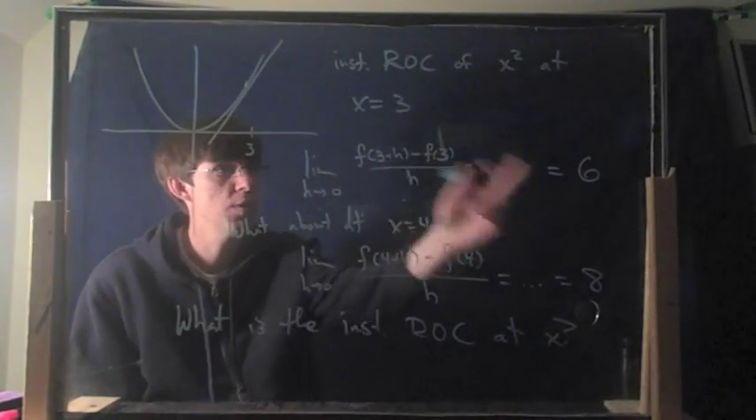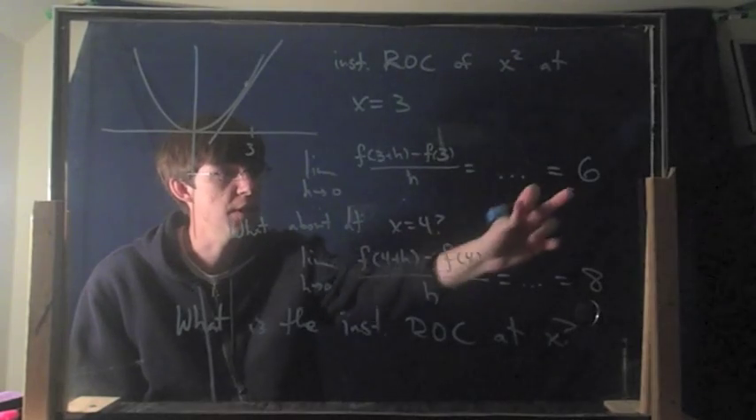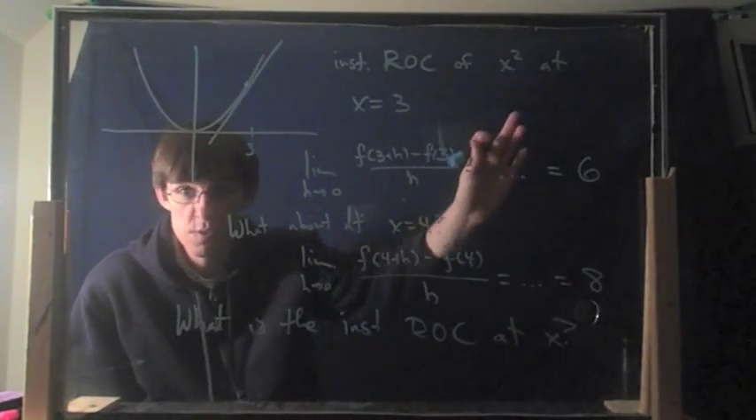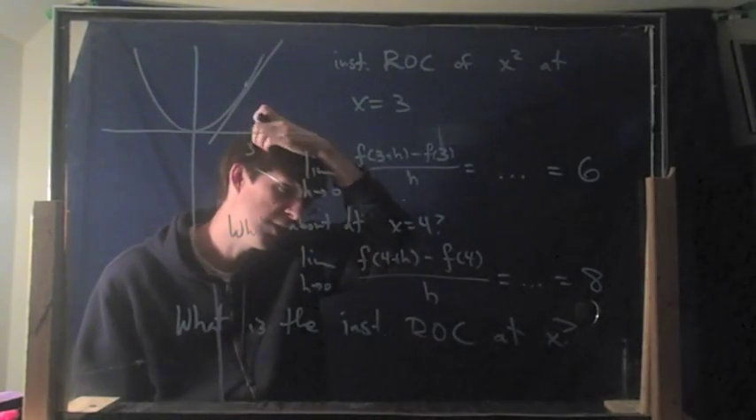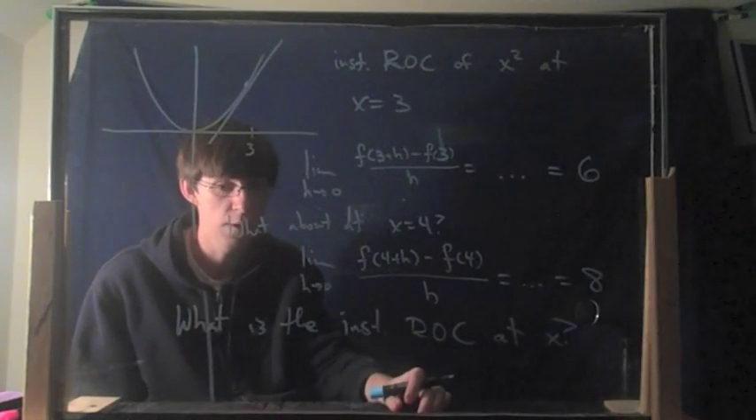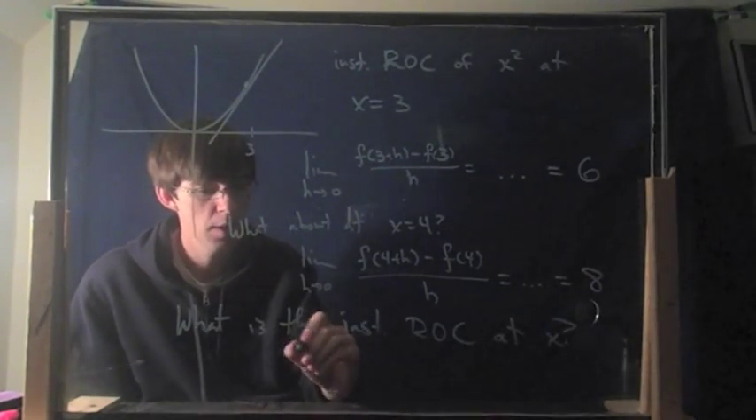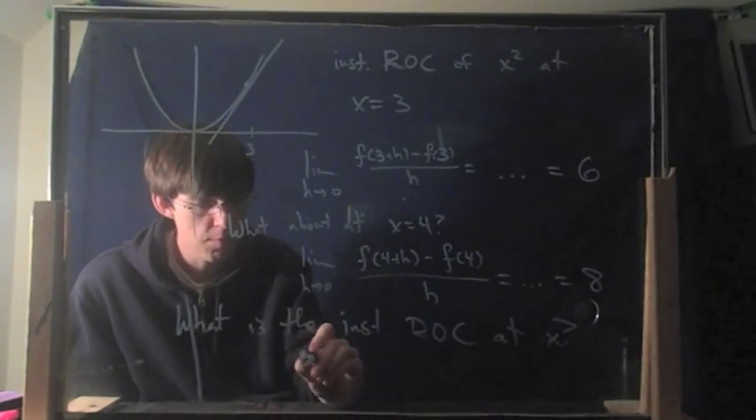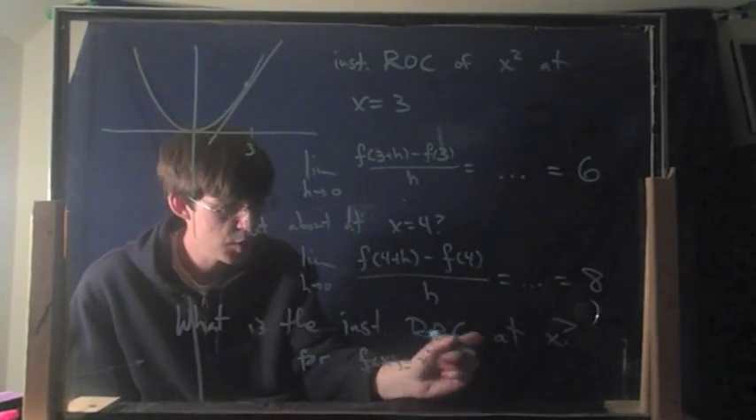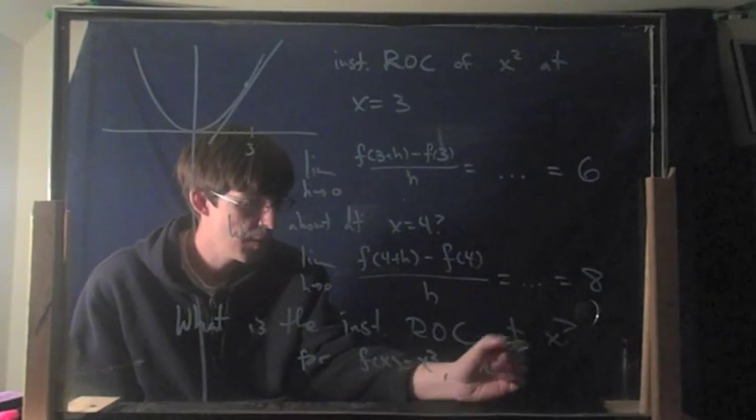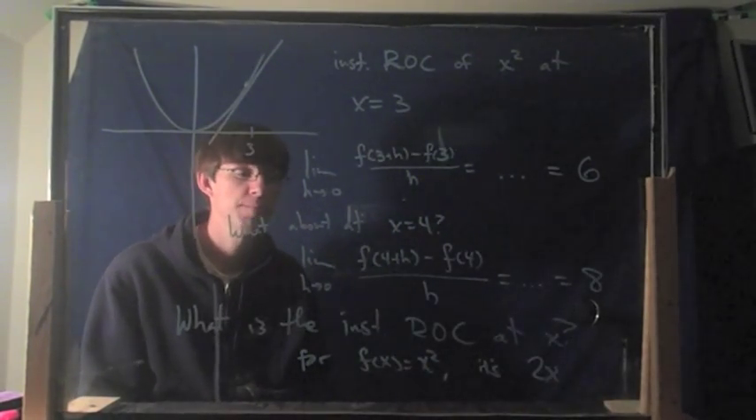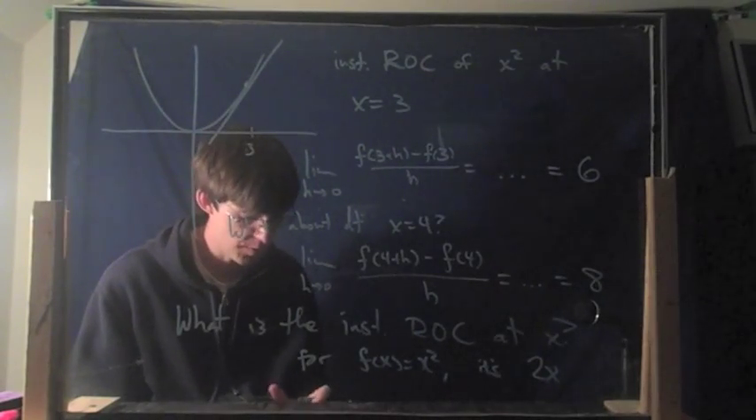And actually, it's not so hard to figure out what the pattern is here. For 3, you get 6. For 4, you get 8. Generally speaking, for this function, it turns out, for reasons which are not entirely clear, you always get 2 times the point that you put in. So for this function, let me just remind ourselves, the slope is 2x. In this case, the slope is 2x.